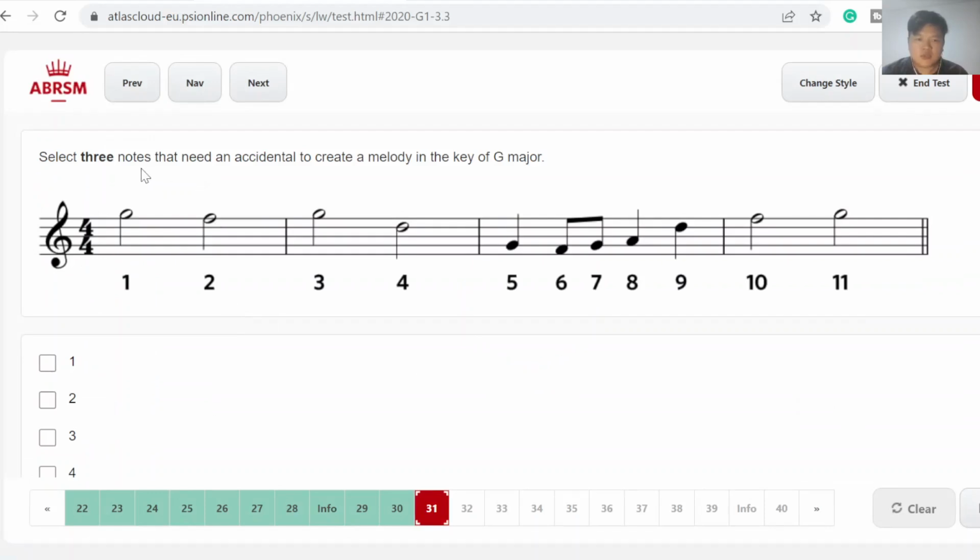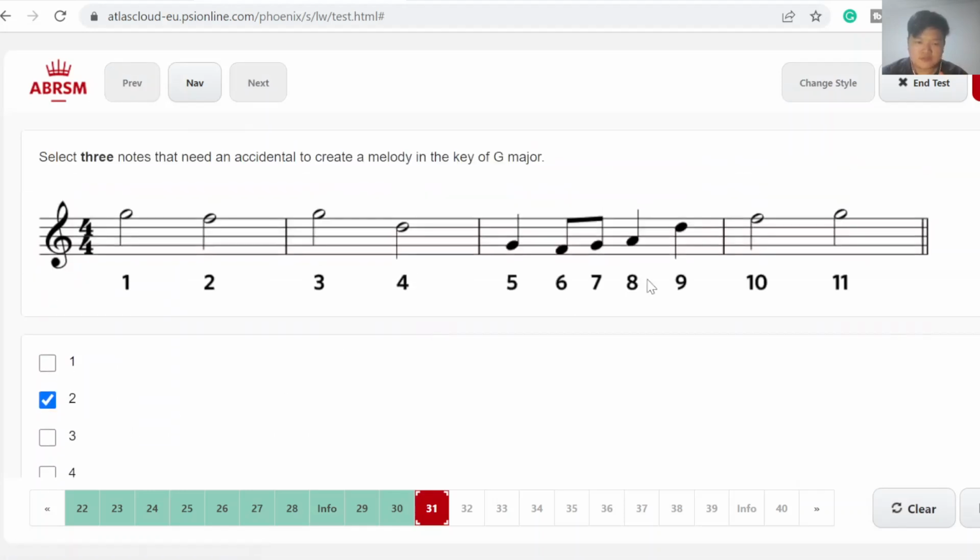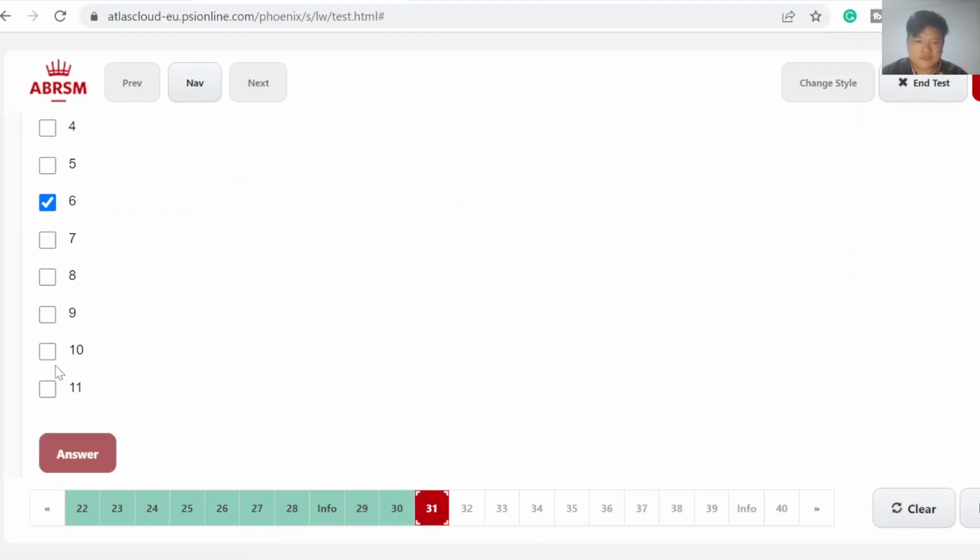So the next one, we need to select the three notes that make a G major, correct? First we need to know G major. It has an F sharp, correct? So you need to find all the F notes and put the F sharp tab. So your answer is number 2, number 6, and one more is 10, right?